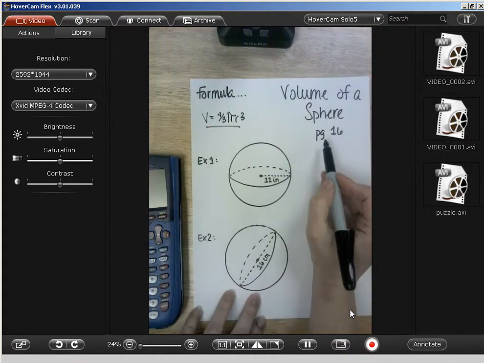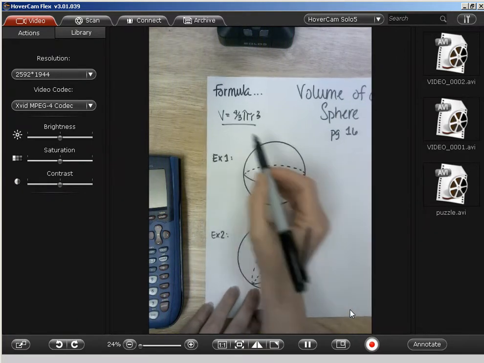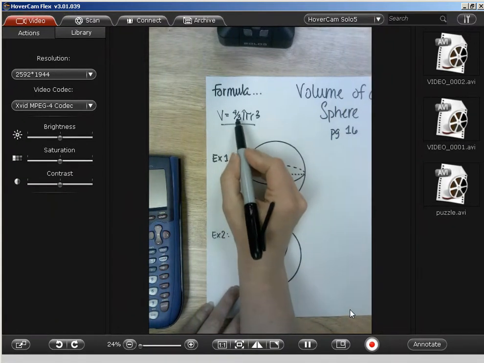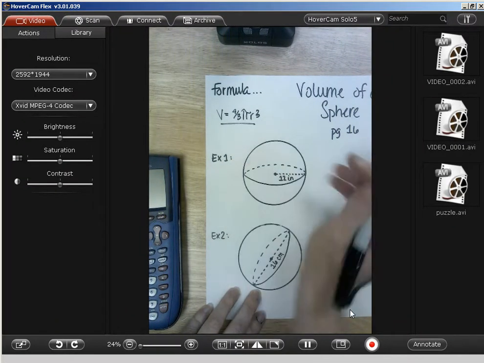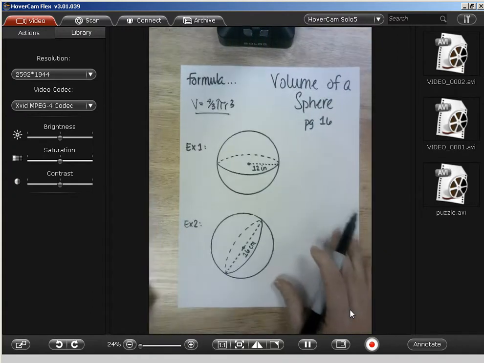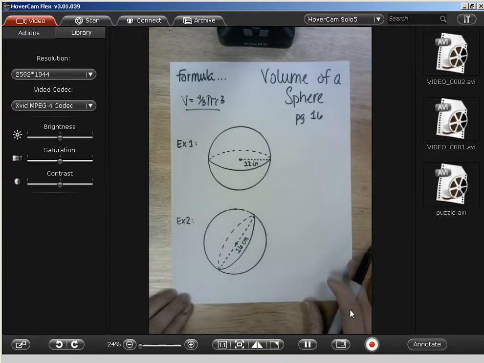This will go on page 16 of your booklet, and as you remember, the formula for finding the volume of a sphere is 4/3 pi r cubed. So you don't want to mistake that by putting it squared. Here are our two examples. If you would like to pause the video now to write them down, please do so.